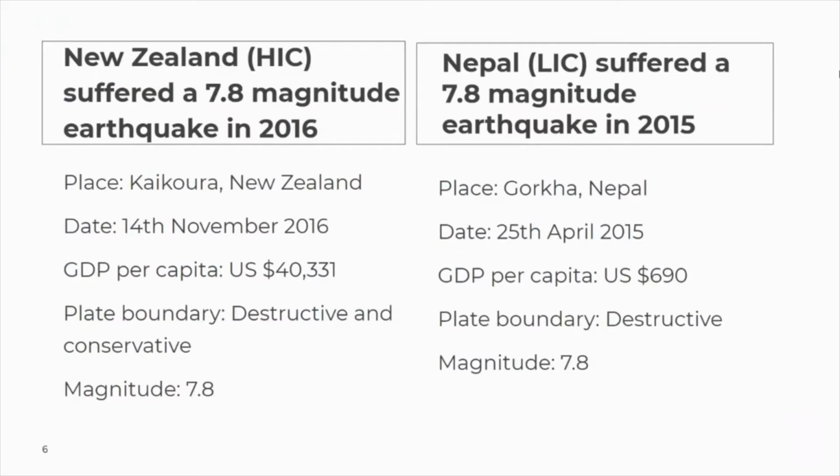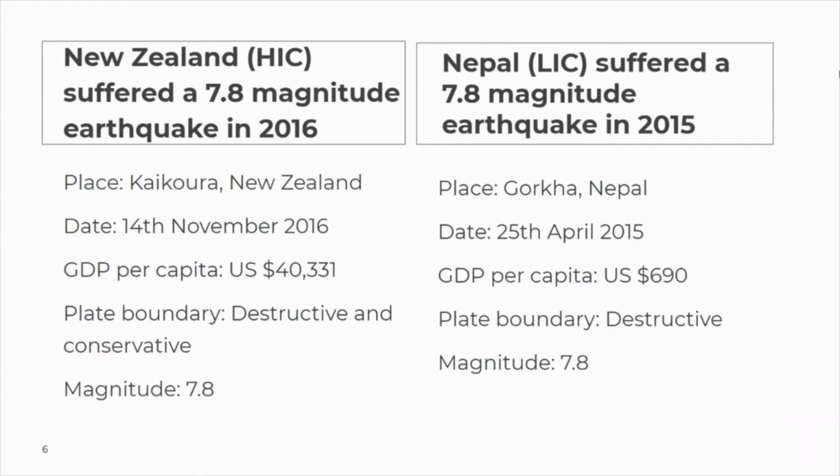Okay. So first of all, let's have a look at New Zealand. So New Zealand is what we call a high income country, or a HIC for short. And in 2016, they suffered from a 7.8 magnitude earthquake. Now, the Richter scale only goes up to 10, and that's how we measure earthquakes. So this was a pretty significant one. What we're then going to compare it to is what happened in Nepal, who also suffered a 7.8 magnitude earthquake in 2015. Now, the place that was affected in New Zealand, as I said before, is Kaikoura.